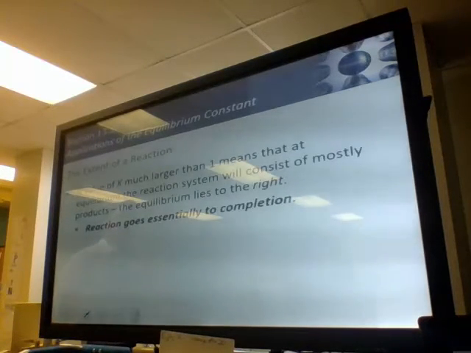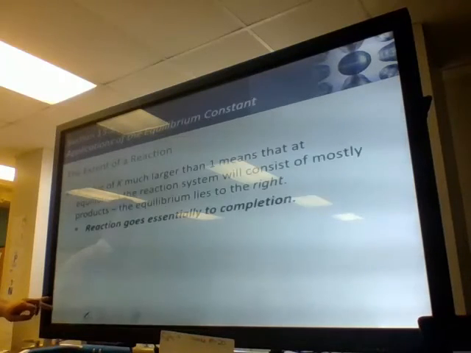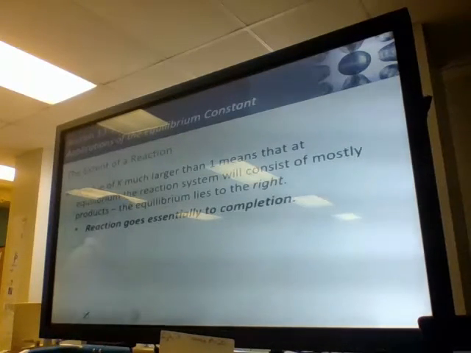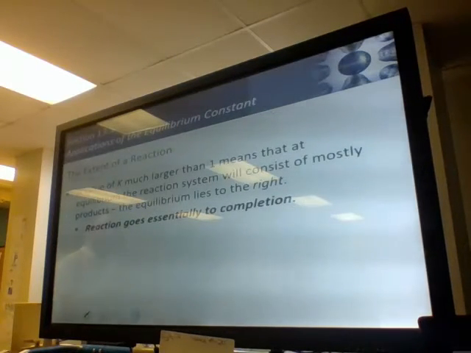All right. So far, I think those three, since we're going to go fast, I'm not going to try to trick you either. And I'm not finding too many trick questions on the AP test. So a value of K much larger than 1 means that the equilibrium of the reaction system will consist mostly of products. The equilibrium lies to the right. So this will make sense.